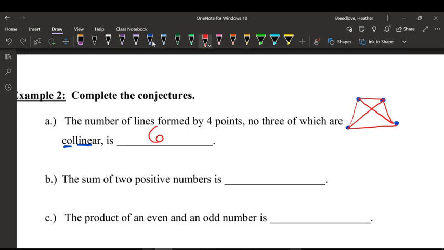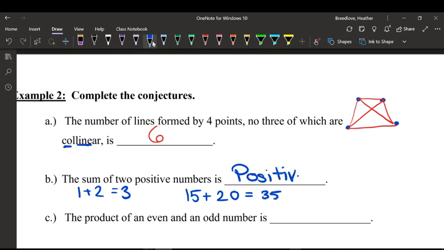The sum of 2 positive numbers is blank. All right, so 2 positive numbers. Any positive, right? Yeah. 1. Sure, 1 plus 2, that's 2 positive numbers. It's 3. Let's do one more. 15 plus 20. That gives us 35. That's positive. We have ended up with 2 positive outcomes. So let's just go ahead and make the conjecture positive. The sum of 2 positive numbers is positive. That's a conjecture.